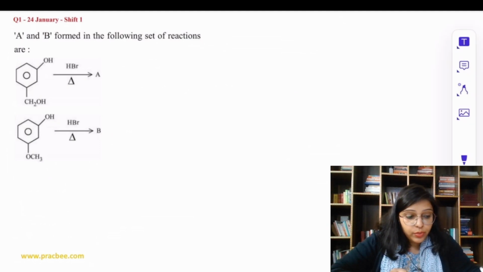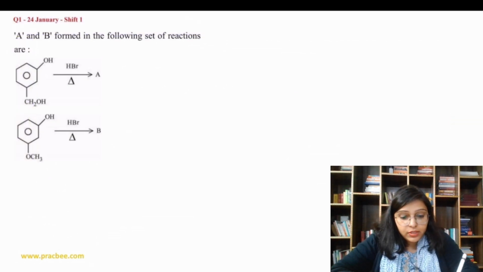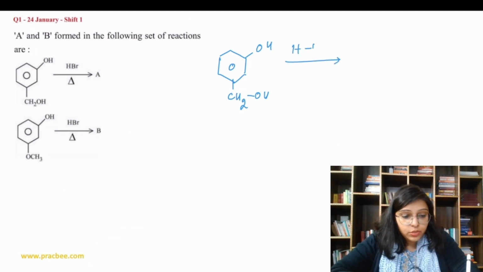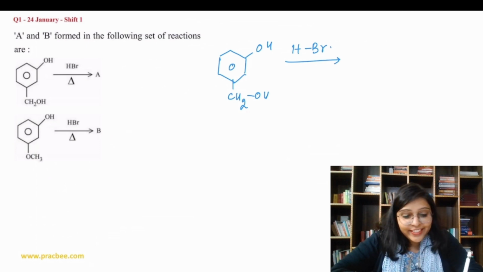So in the first one, what do we have? We have phenol, and on the meta position we have CH2OH, right? CH2OH, and here we have OH. Now what happens? HBr. So we are not going to do an addition reaction. We are going to do a substitution reaction.